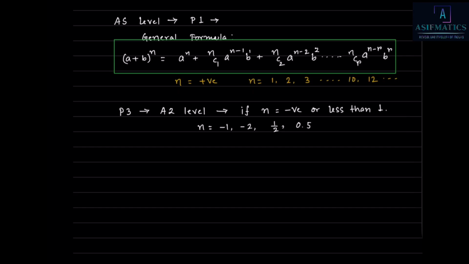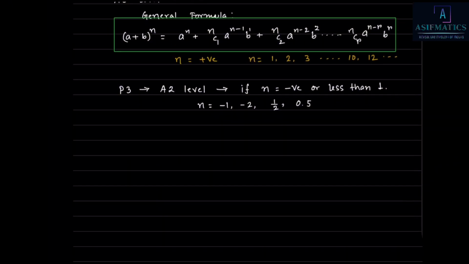When your n value is negative or less than 1, the binomial expansion will be (1 plus x) to the power n, and that will be 1 plus nx plus n into n minus 1 divided by factorial 2 times x squared, plus n into n minus 1 into n minus 2 divided by factorial 3 times x cubed, and this will continue. All right, so this is the general formula.